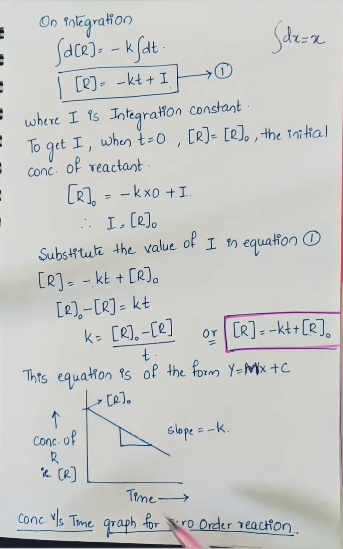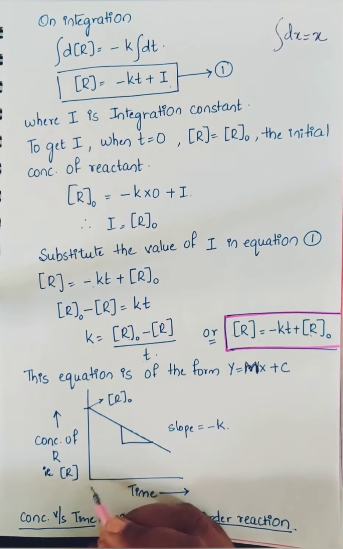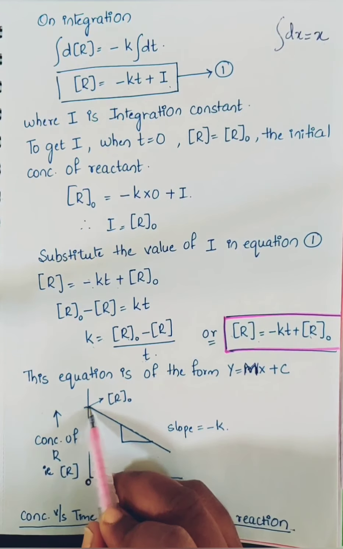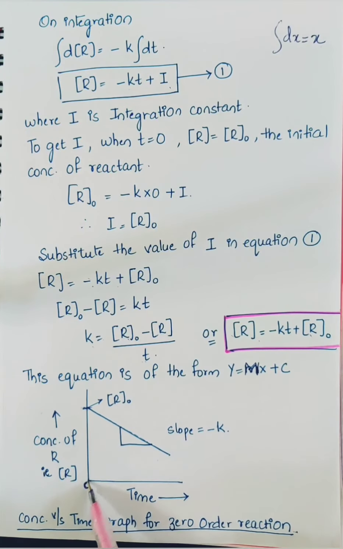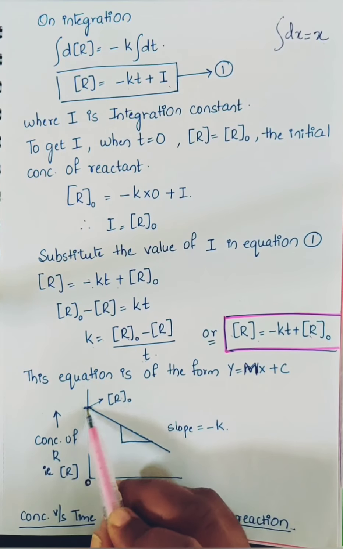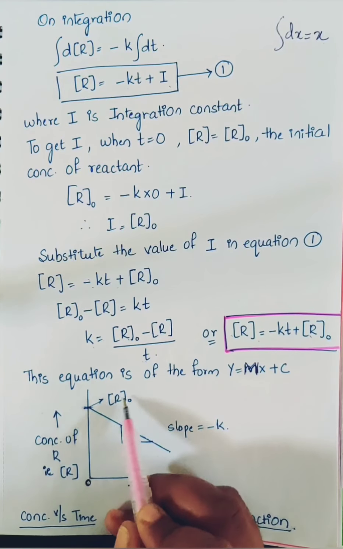Okay. So we'll just plot a graph. Here I have taken a graph. On the y-axis I have taken the concentration of R, and on the x-axis I have taken time t. At time t equal to 0, what is the concentration of the reactant? Let the concentration of the reactant be R naught. So it is cutting the axis here. This much is the concentration.